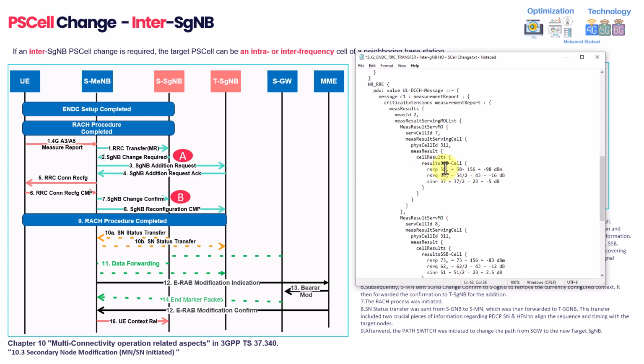And actually the information here is 58. And just to calculate the final one, it should be 58 minus 156. So this means the serving cell having a coverage of minus 98 dBm. And same for RSRQ. You just need to divide by 2 and minus 43. So this will be the RSRQ.